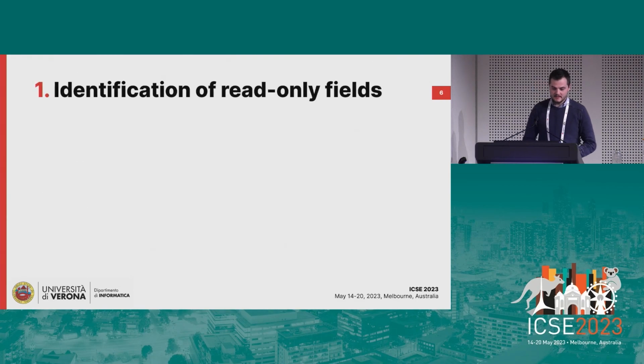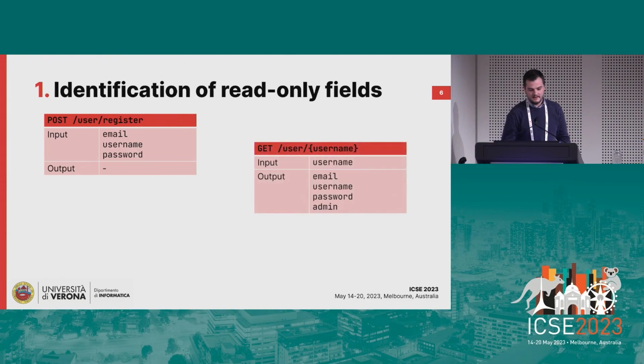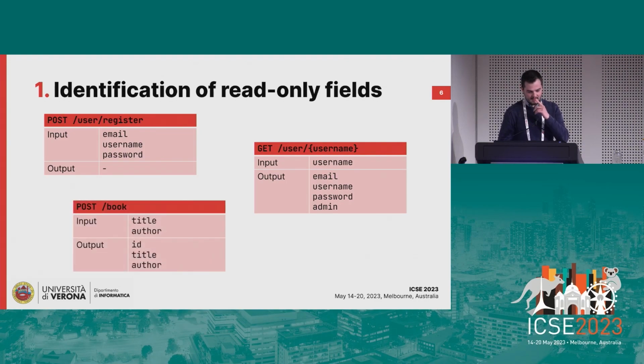To identify in particular read-only fields, we have a lot of automated mechanisms in place. Everything starts from the specification of the service, which is a formal document describing the operations available and the parameters that they accept. For example, let's consider a very simple API that has a post operation to register a user. It also has a get operation to retrieve information about a user, and a third operation to create a book, because this example is a library API.